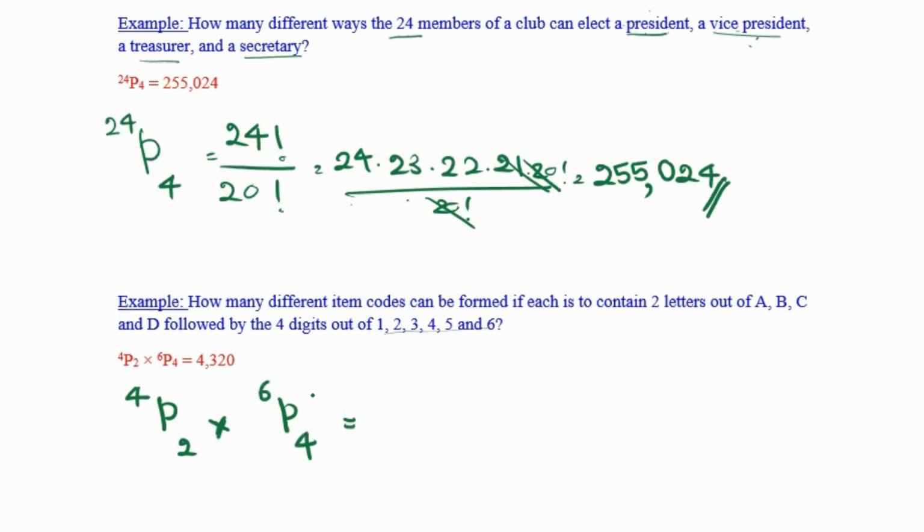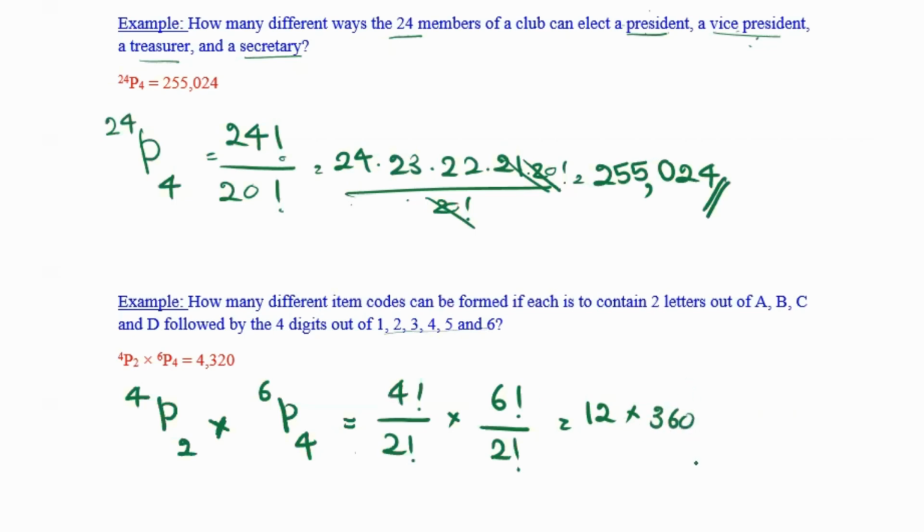So 4P2 into 6P4. 4P2 happens to be 4 factorial divided by 2 factorial. 6P4 happens to be 6 factorial divided by 2 factorial as well. So this becomes 12, because 4 factorial divided by 2 factorial is 4 into 3, which is 12. 6 factorial divided by 2 factorial is 6 into 5 into 4 into 3, which is 360.